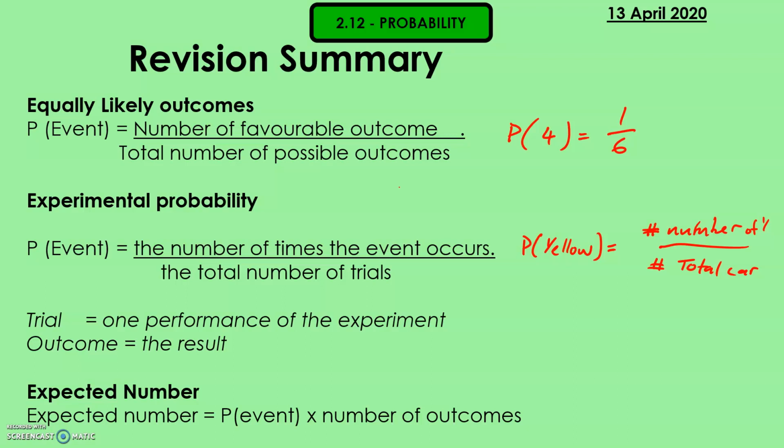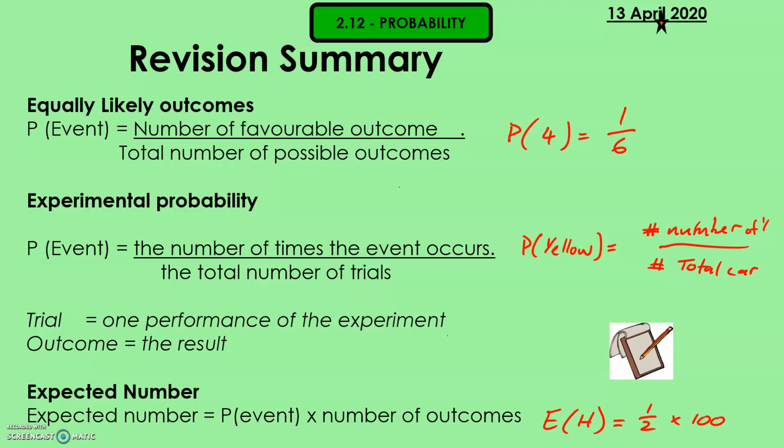Expected number, again, is a bit of an obvious thing. It's the number that we would expect to occur from a given number of trials. So for instance, if I flip a coin 100 times, how many times would I get heads? Because we know that the probability of getting heads is a half, it would be a half times 100. So these are the main concepts.